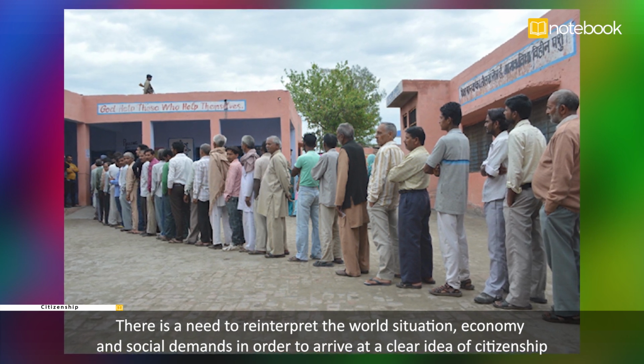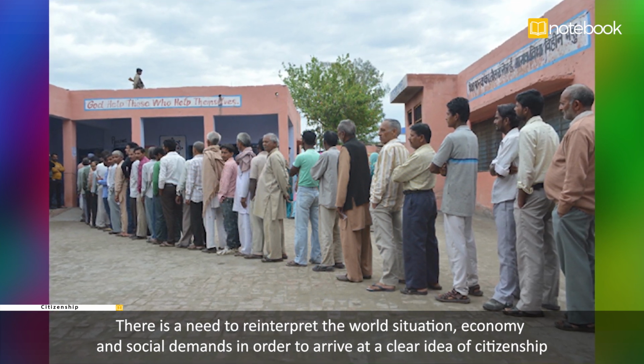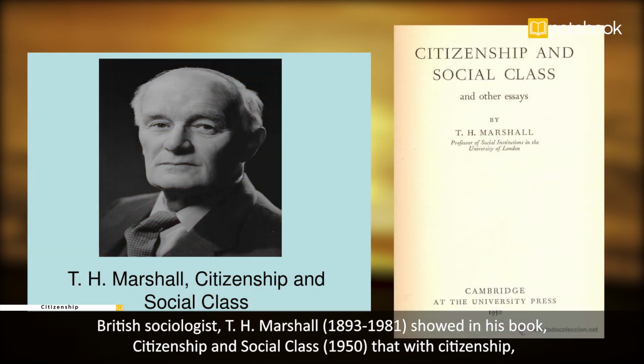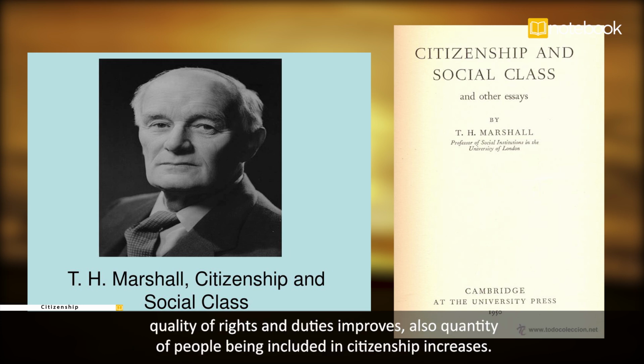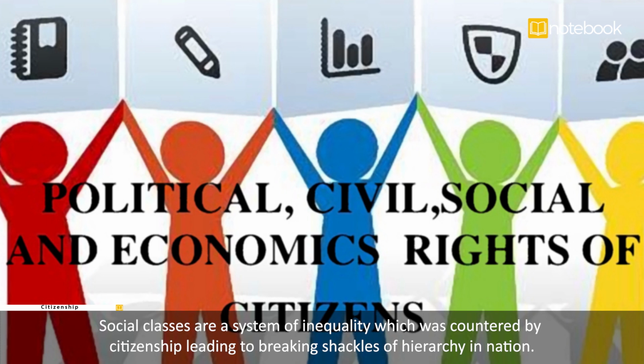There is a need to reinterpret the world situation, economy, and social demands in order to arrive at a clear idea of citizenship. British sociologist T. H. Marshall, 1893 to 1981, showed in his book Citizenship and Social Class, 1950, that with citizenship, the quality of rights and duties improves. Also, the quantity of people being included in citizenship increases. Three kinds of rights are involved with citizenship: civil, political, and social. Social classes are a system of inequality which was countered by citizenship, leading to breaking the shackles of hierarchy in the nation.